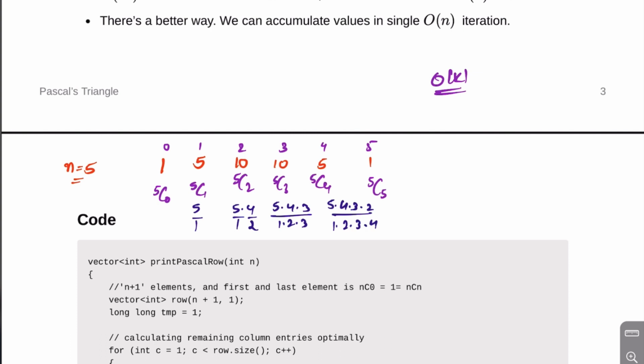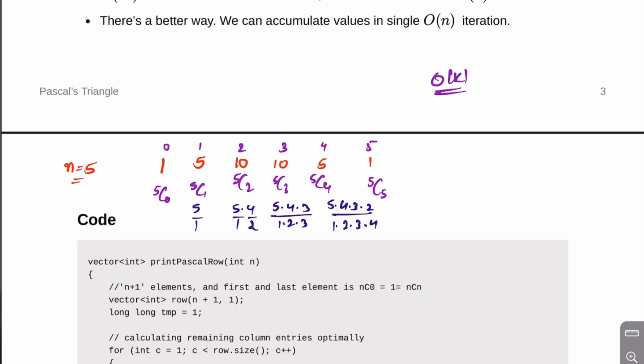So from the first entry, if I want to get the second entry, I can reduce the numerator by 1 and increase the denominator by 1 and just multiply it, right? From the second entry, if you want to get the third entry, you take this 4, decrement it, you take this 2, increment it, and just multiply. It is the same logic that we use for calculating the n choose k value.